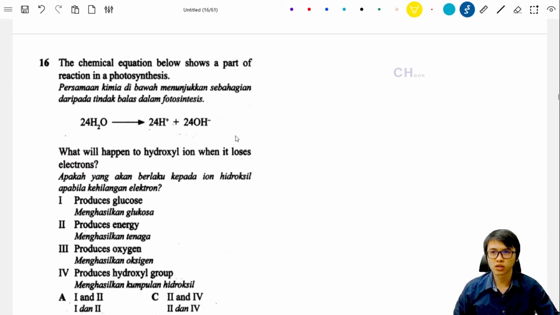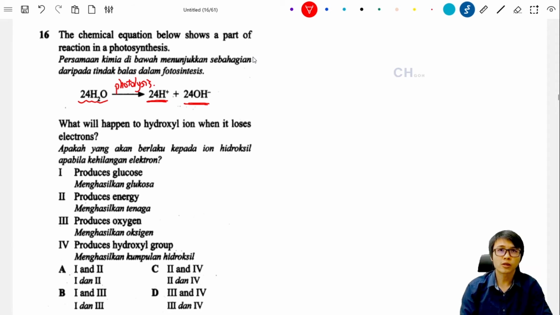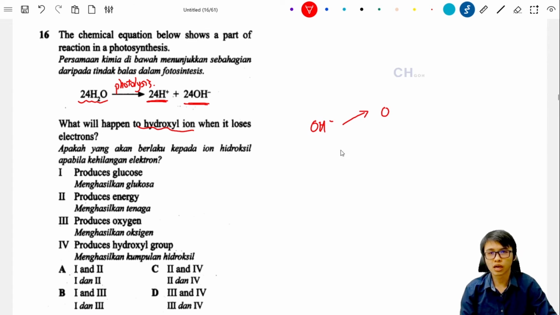Now move on to question 16. The chemical equations below show parts of the reactions in photosynthesis. Basically, 24 H2O will become 24 hydrogen ions and 24 hydroxyl ions. This process is known as photolysis. Let's look at the question. What will happen to the hydroxyl ion when it loses an electron? The hydroxyl ion is OH minus. When OH minus loses the electron, it will form oxygen and also the hydroxyl group. So the answer should be 3 and 4.